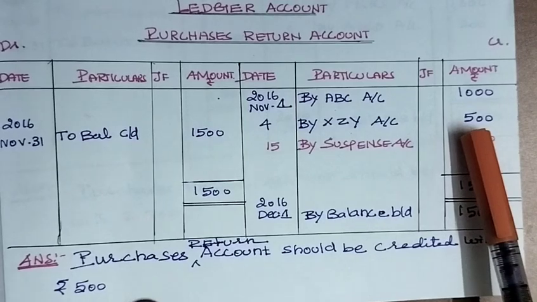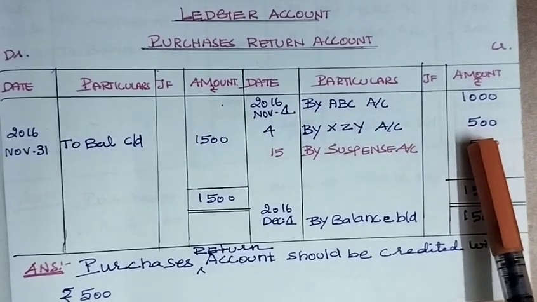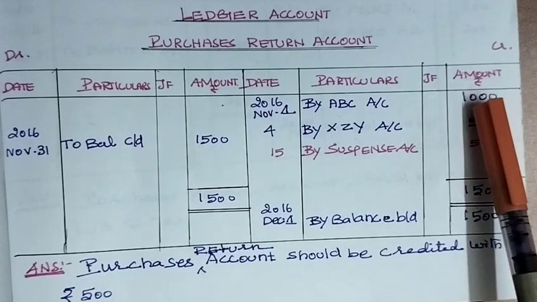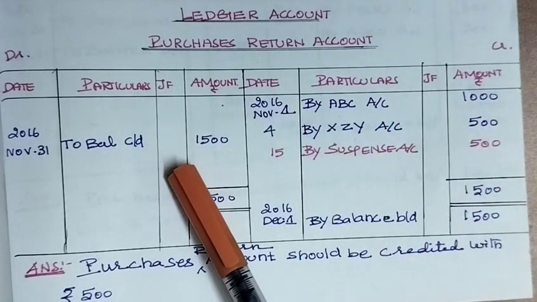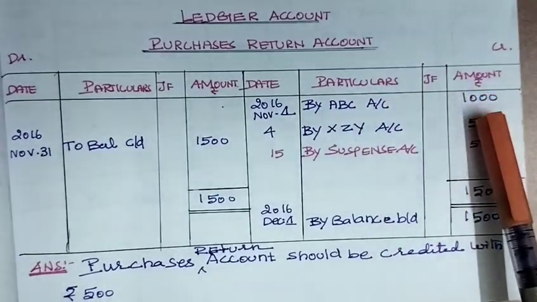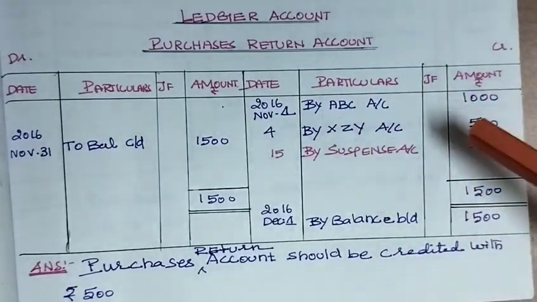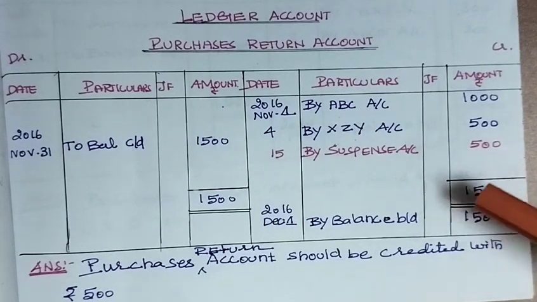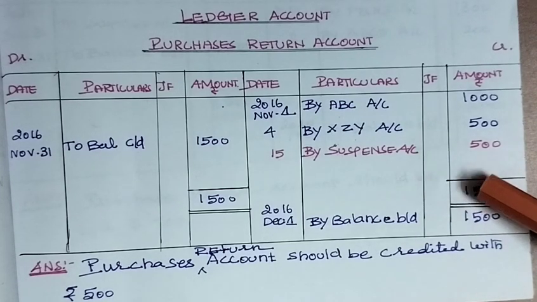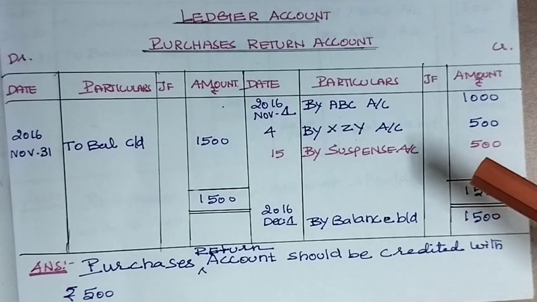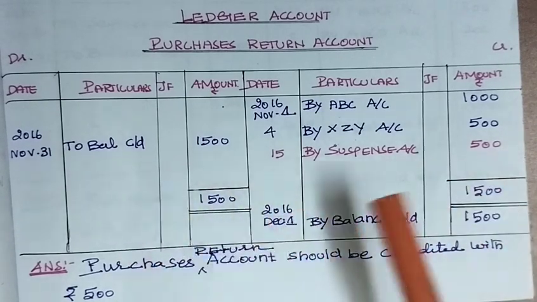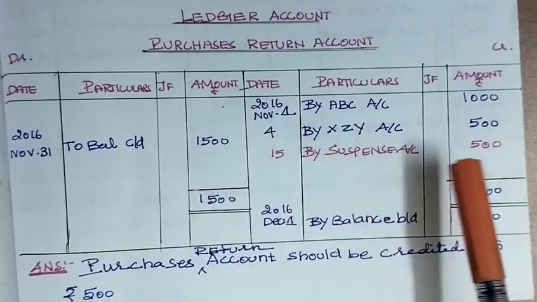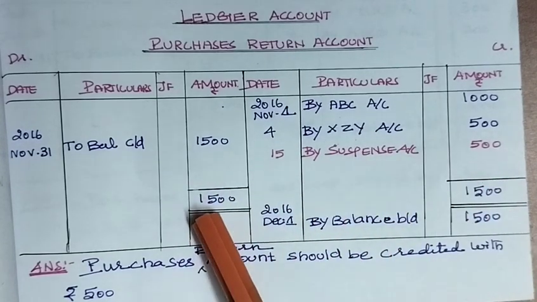Then we have to find the total. Which side has the higher value? Of course, the credit side has the higher value, the debit side has no value. How much does the credit side have? It has 1500 rupees, right? The higher value you consider as the total, and you enter the total on both the debit and credit sides. So we enter 1500 and 1500 as the total on both sides.